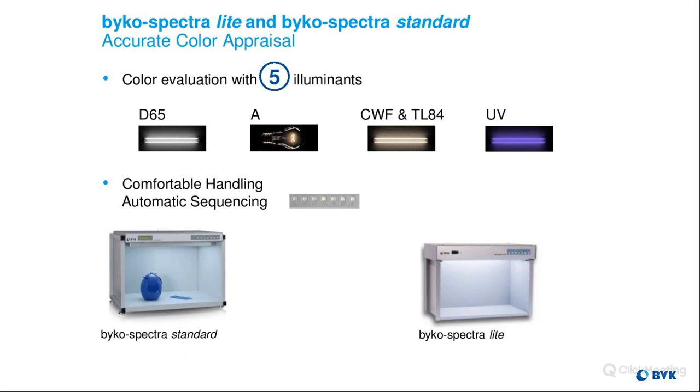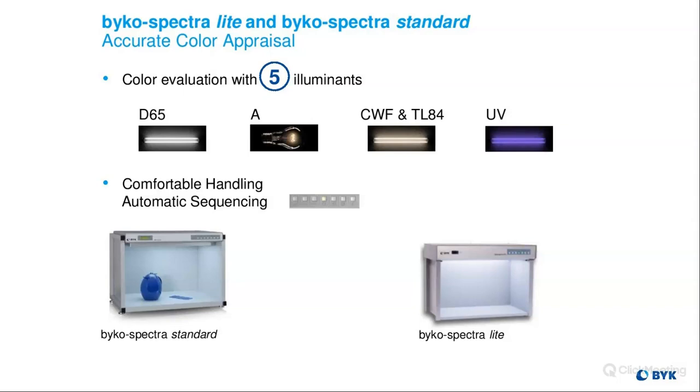So moving on to our other models here, we have the Bico Spectra Light and the Bico Spectra Standard. So these are our standard models here. These models have 5 different illuminants to choose from. So not only do you have your D65, your A, and your fluorescent, but you also have a UV light. So that's nice if you're analyzing fluorescent samples or some of your material has fluorescent properties in it. You can turn that UV feature on.